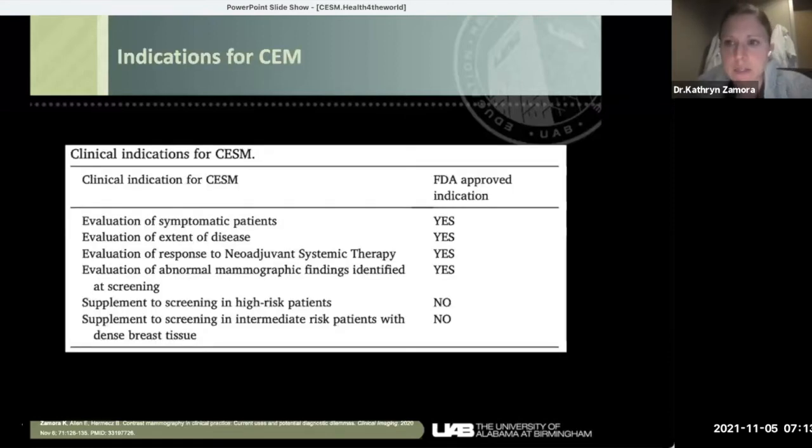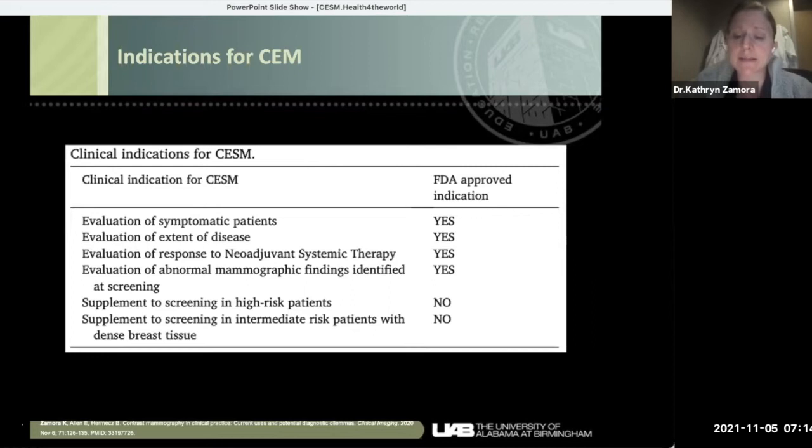Indications for contrast enhanced mammography. There are several indications in the US. Some are FDA approved, that's our Food and Drug Administration, and some are not. For the most part, in symptomatic patients or diagnostic examinations, it is approved. So it's approved for the evaluation of symptomatic patients.